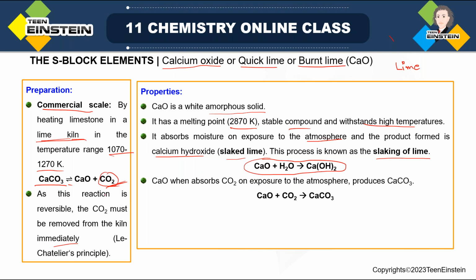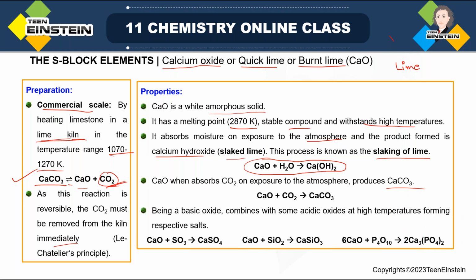It can absorb CO2, which is basically the reverse reaction of the one you have seen in the preparation part. So if you consider the reverse reaction, it can absorb CO2 when it is exposed to the atmosphere, and it can produce calcium carbonate, which is also known as limestone. Now calcium oxide is a basic oxide, and it has to be, because after all it is a metallic oxide. So being a basic oxide, it can combine with acidic oxides at high temperature and will form respective salts.